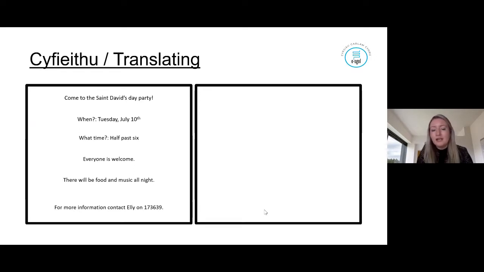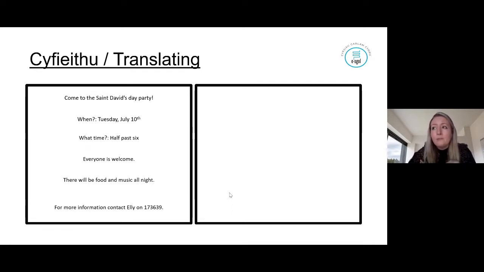Now, do you know what St. David's Day is in Welsh, yn Gymraeg? Beth ydy St. David's Day? There's a phrase which we use. So, yn Gymraeg, rydyn ni'n dweud, dydd gŵyl Dewi, okay? So, the first line should read something like, dewch i'r party dydd gŵyl Dewi. Da iawn. Dewch i'r party dydd gŵyl Dewi. You're doing really, really well on this task. Da iawn. Okay. Now, the next line says, so we're going to take it line by line.